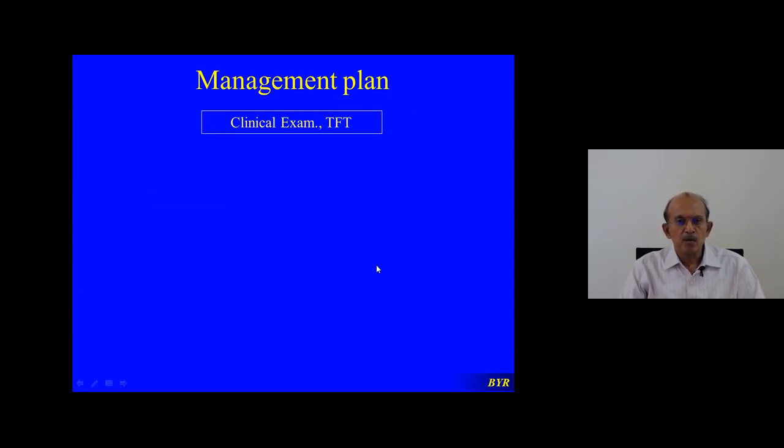Management plan. First do clinical examination to confirm that it is a solitary thyroid nodule. Then you do thyroid function tests. Thyroid function test may show hyperthyroid, that is T4, T3 elevated. Then you do either surgery, that is lobectomy, or give radioactive iodine to ablate the gland.